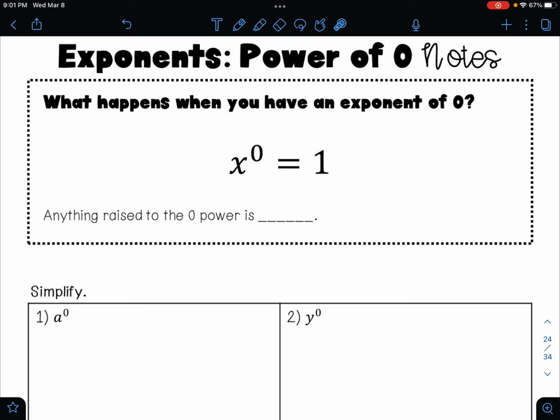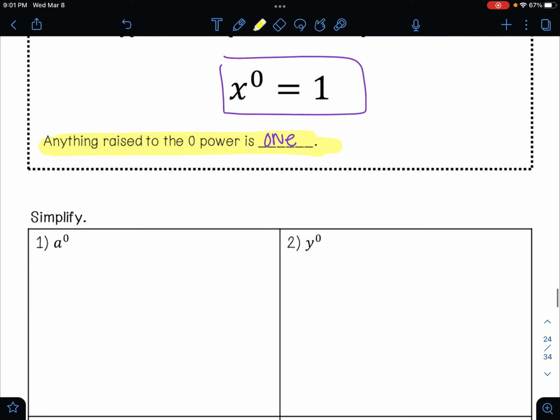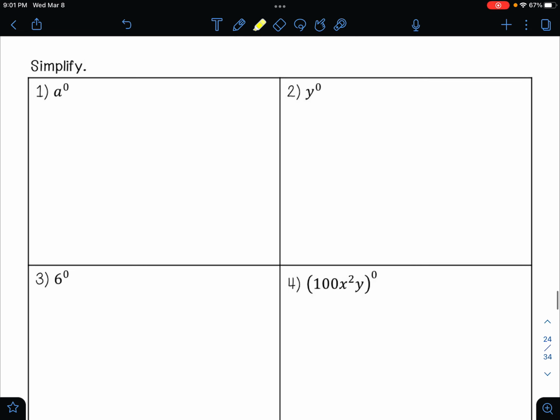So this leads us into the power of 0. So what happens when you have an exponent of 0? Well, I can tell you that anything raised to the 0th power is 1. So every number raised to the 0th power is 1. This always happens. This is always true. So if we look at these examples, a raised to the power of 0 is 1. y raised to the power of 0 is 1. 6 raised to the power of 0 is 1.